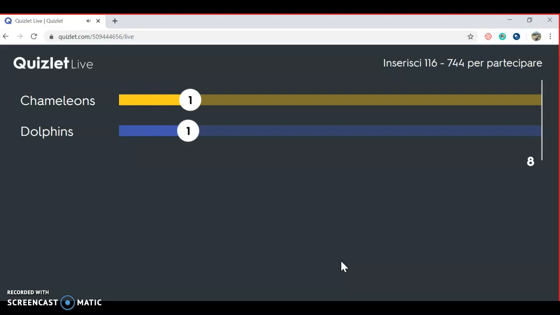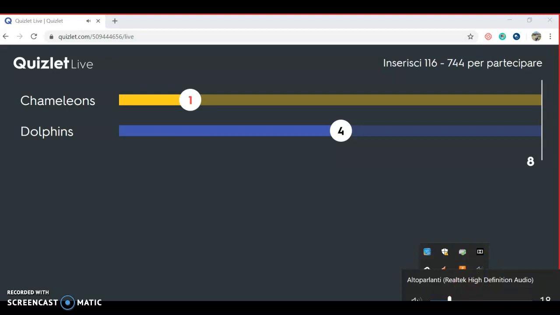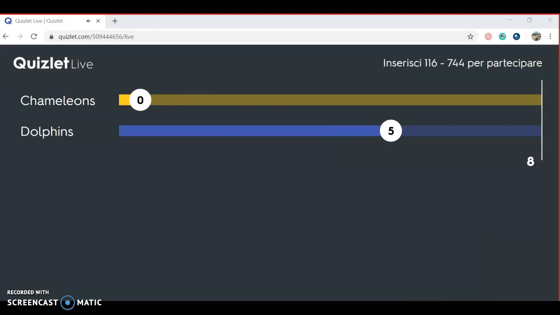Chameleons, a hat, dolphin. Okay, still chameleons going faster. Good. Progressing. Wow, that's good. Okay, chameleons are back and dolphins are ahead. Very good. Come on, you can do it. Come on, dolphins, you can do it.